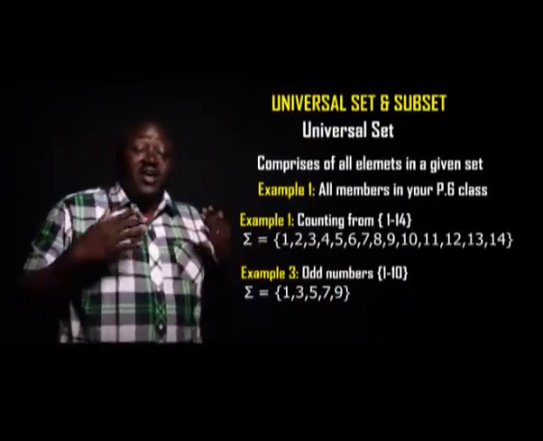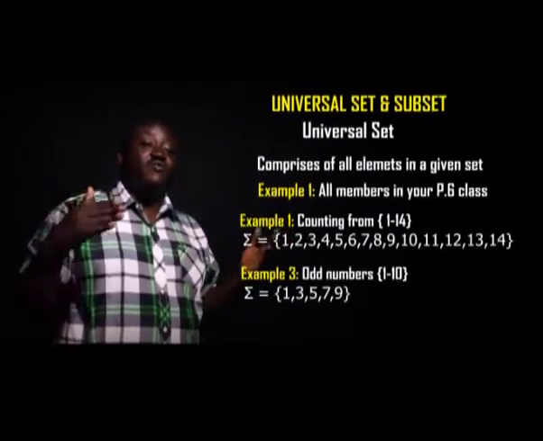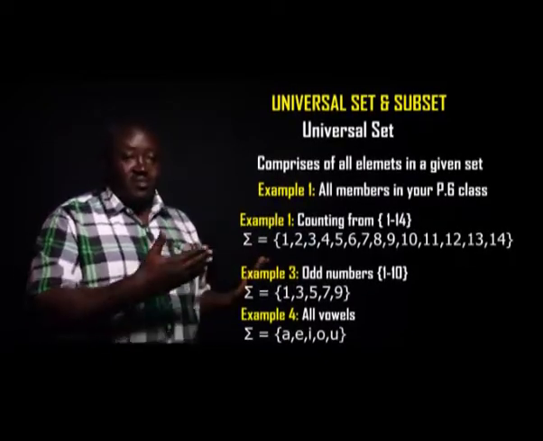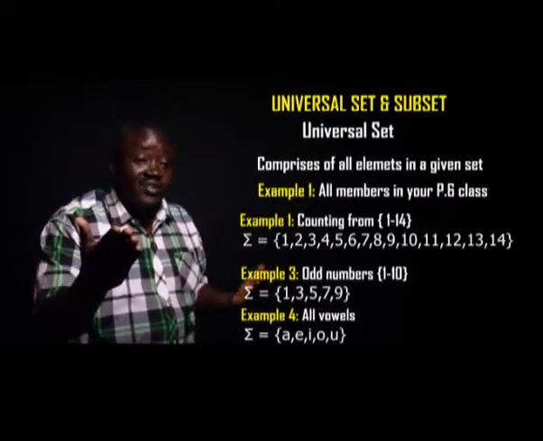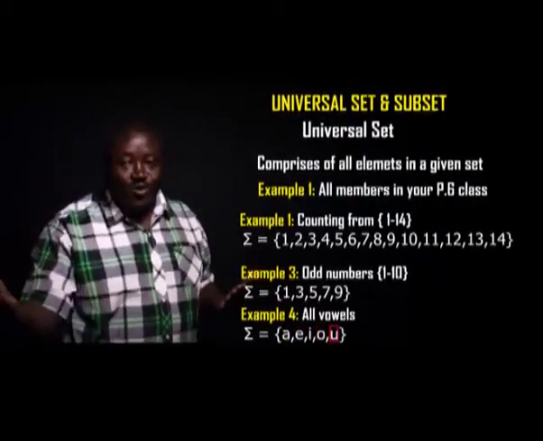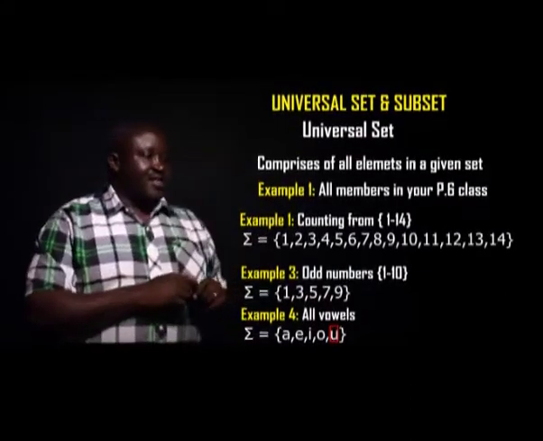Then you can also have the universal set of vowels. Mention them. You know vowels? A, E, I, O, U. That is our universal set.